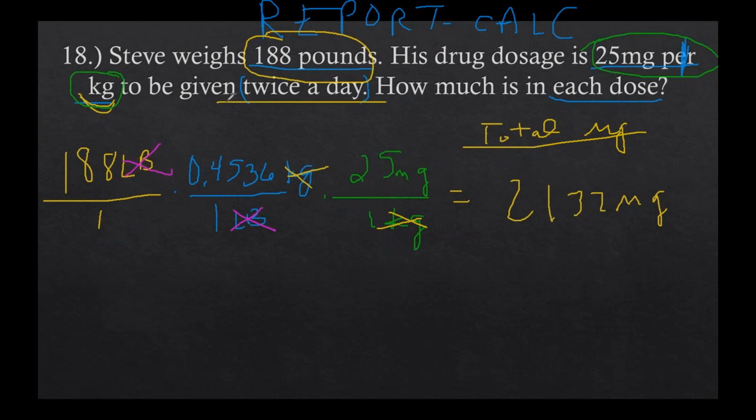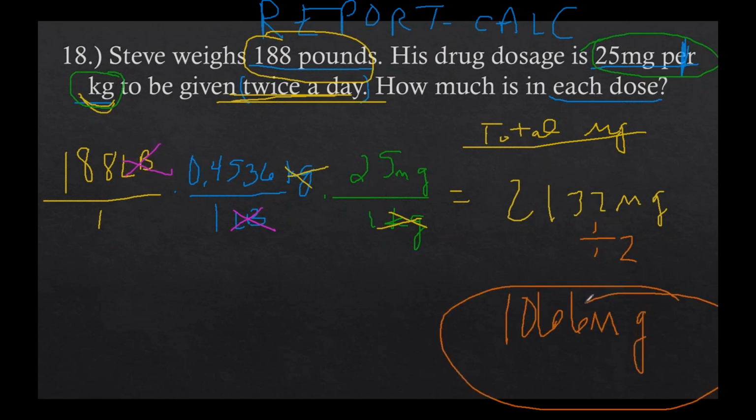If he's given this twice a day, how do you figure out how much goes in each dose? Don't overthink it. Yep, divide by 2. If you get 21.32 total and you get it 2 times a day, you divide it by 2. So we should end up with roughly 1,066 milligrams per dose. And that's what you're doing in this report calculation.